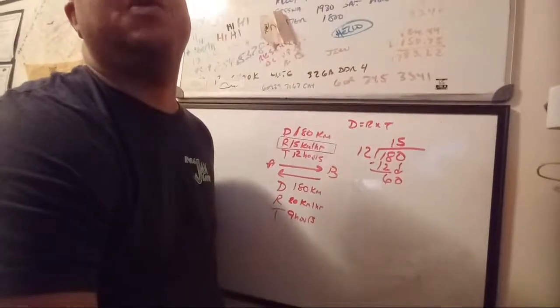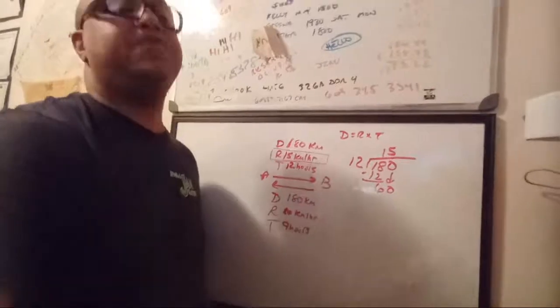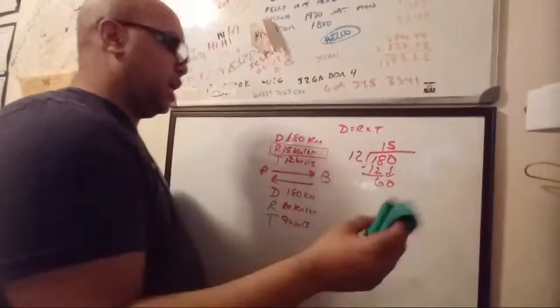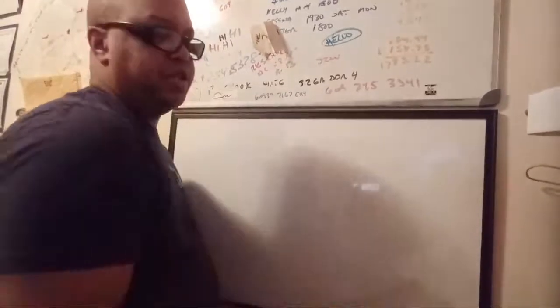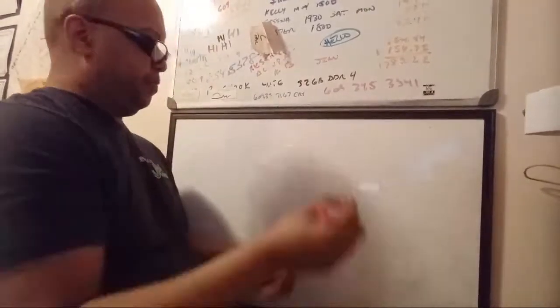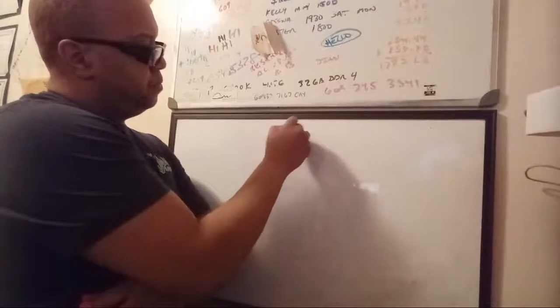Okay. So first we have to identify what type of distance, rate, and time problem we're looking at. So this one's a delayed departure again. And what is the formula for delayed departure? RT equals RT.